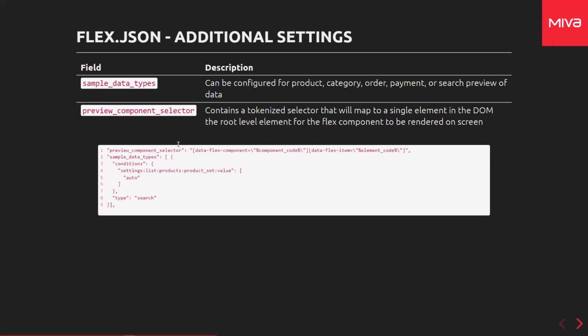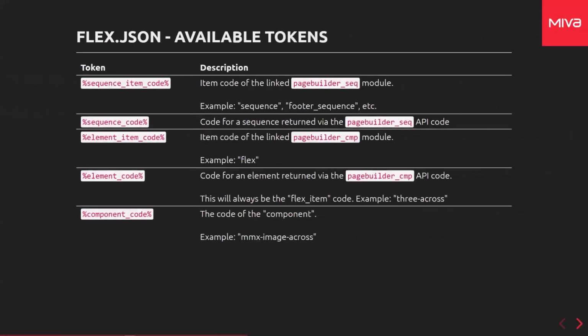You can see here's an example, this first line up here, that we have on all of the native components. The native Miva components all include a data flex component and data flex item as HTML attributes within the instance.mvt template. And then with the available tokens, it gets the correct value to highlight. So here's a list of all the available tokens. These tokens can be used within conditional logic properties as well to display a specific value based on what's selected.